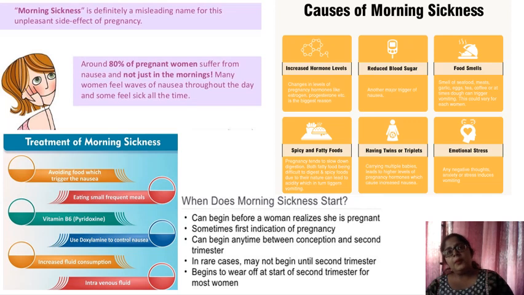And if the pregnant woman has the habit of going to bed at, suppose, 10:30 in the night, so she must complete her dinner by 8:30, so that proper digestion takes place. After eating, and that too eating some spicy food, fatty food, you should not go to sleep.